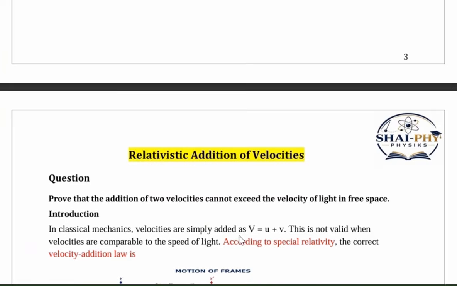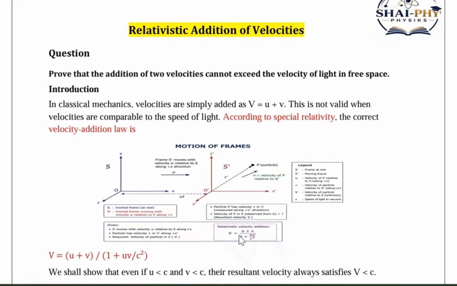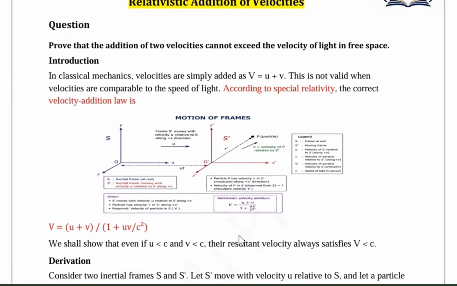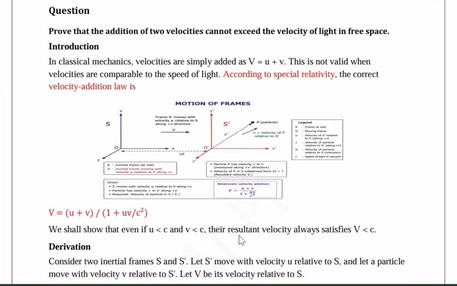Now moving to the next question, it is from the special theory of relativity, addition of velocities. The question is, prove that the addition of two velocities cannot exceed the velocity of light in space. Okay. So classically it is defined that velocity v is equal to, if we have two objects moving in a certain direction, they will be directly added if they are in the same direction.